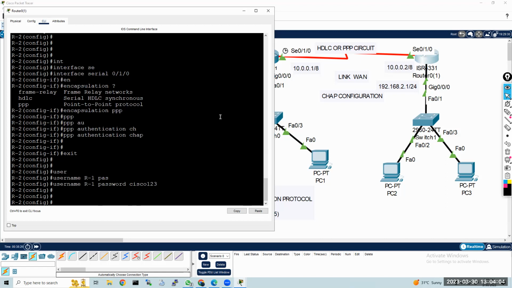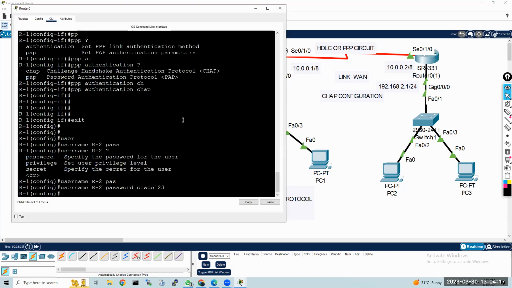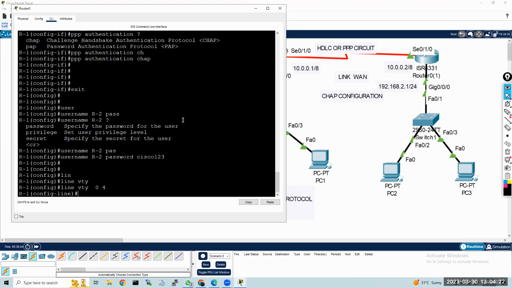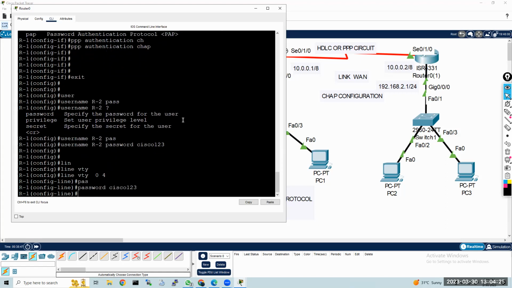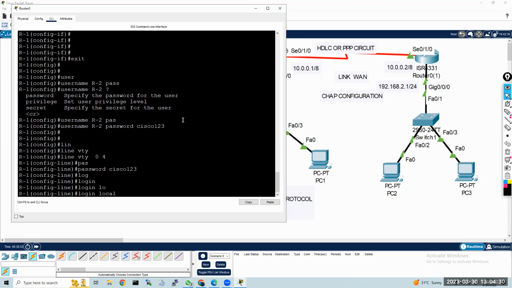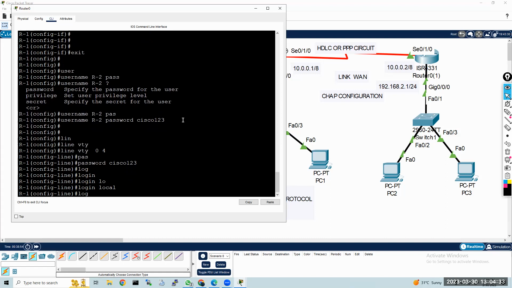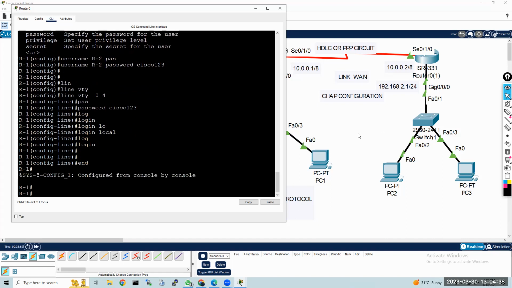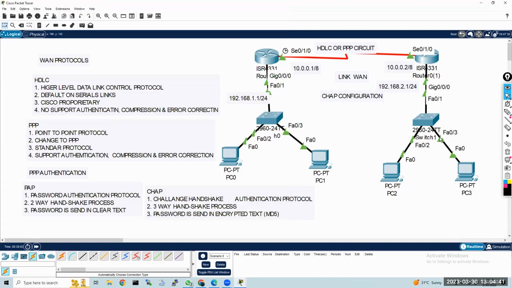Then how do I check this one? Using telnet, right? So how do I configure telnet here? Line vty 0 4. Password Cisco123. No login local. A login local or just login we can also do. Even I remember everything. Okay, so let's check this one.